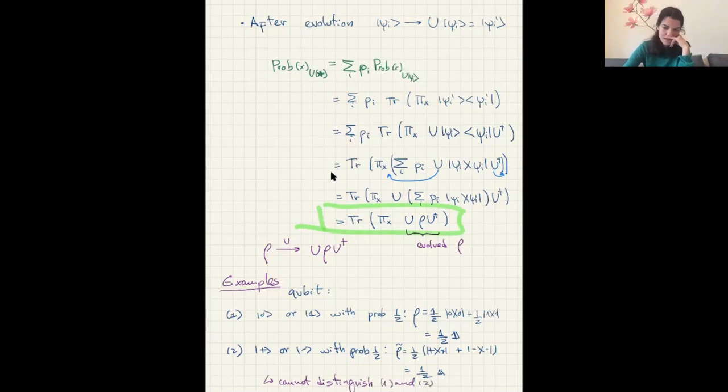Okay, under measurements on the qubit or evolutions, which is very strange. So this is a very quantum phenomenon.